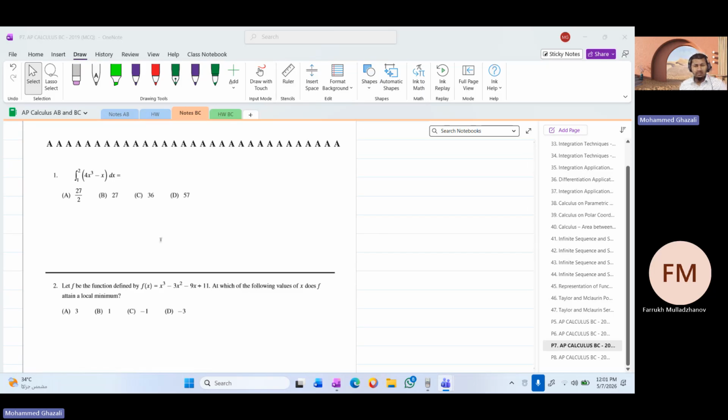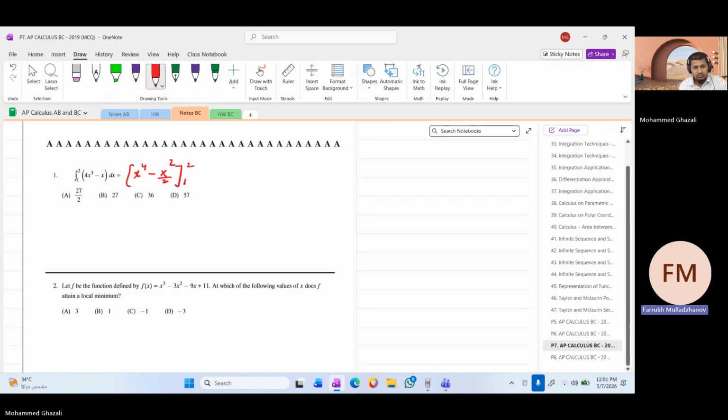So we want to find the integral of this. Do you know how to find the integral of this? Remember, no calculators. So it will become x to the power 4 minus x squared divided by 2, substituting the 2 and 1. So it will look like 16 minus 2, minus 1 minus 1 over 2.